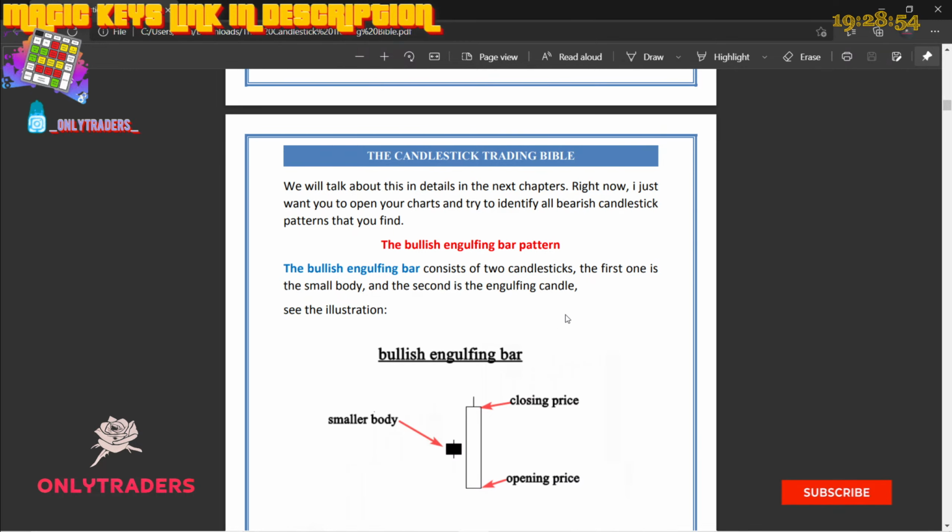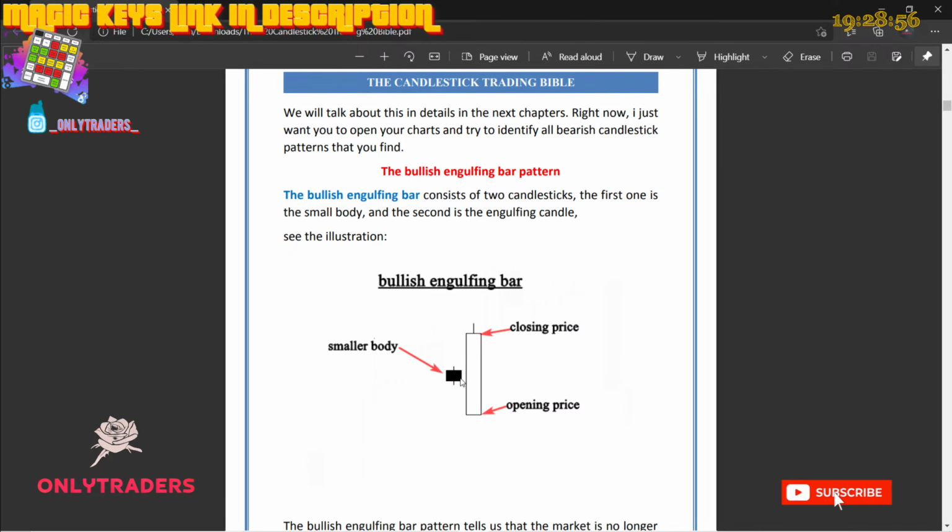So the bullish engulfing bar pattern is basically the opposite, where we have a bearish doji candle and a large bullish candle, and clearly you can see that price opened here and closed above here and completely engulfed it, completely ate it up, and clearly this shows that there's a lot of buyers in the market.